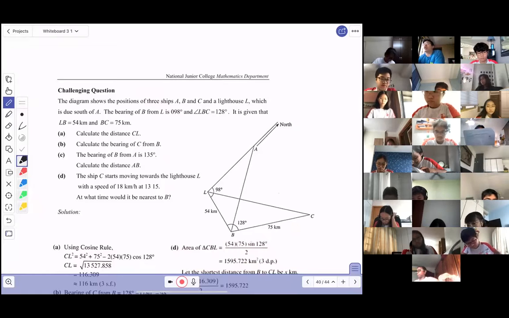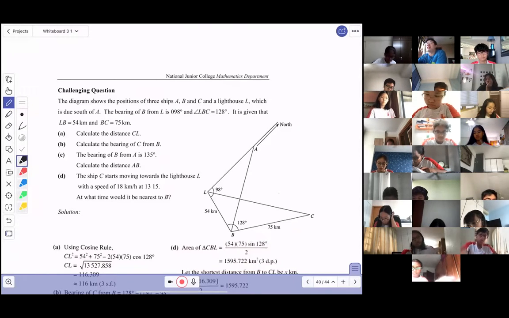When it's not a right angle triangle, then we will not say it's the hypotenuse, because hypotenuse is only for a right angle triangle. The definition of hypotenuse is the side opposite the right angle.